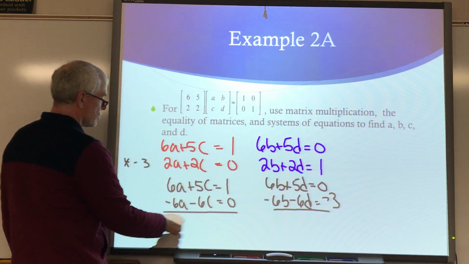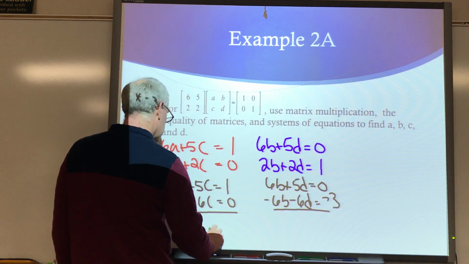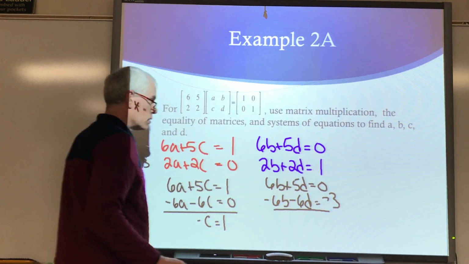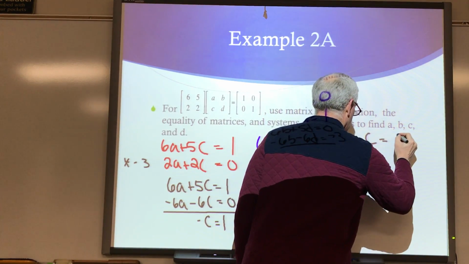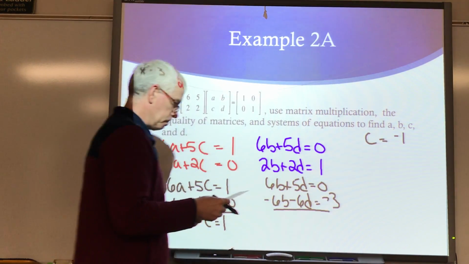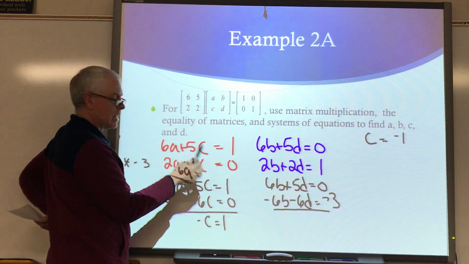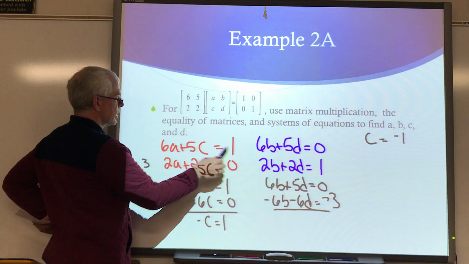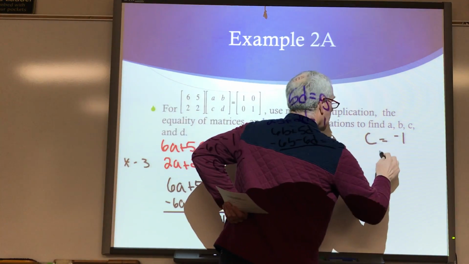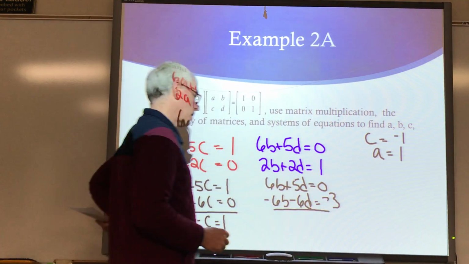So here, the a's are gone. This gives me -c equals 1. So I know c's got to be -1. Okay? And if c is -1, then 5 times -1 would be -5. I add a 5 and I get 6 divided by 6. A would be +1. Okay?